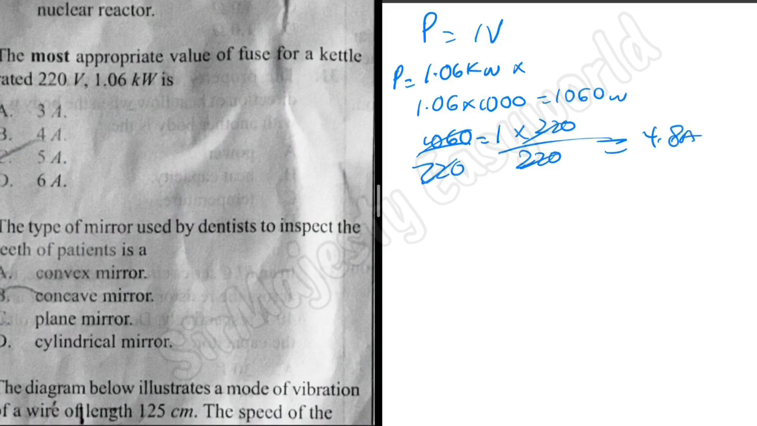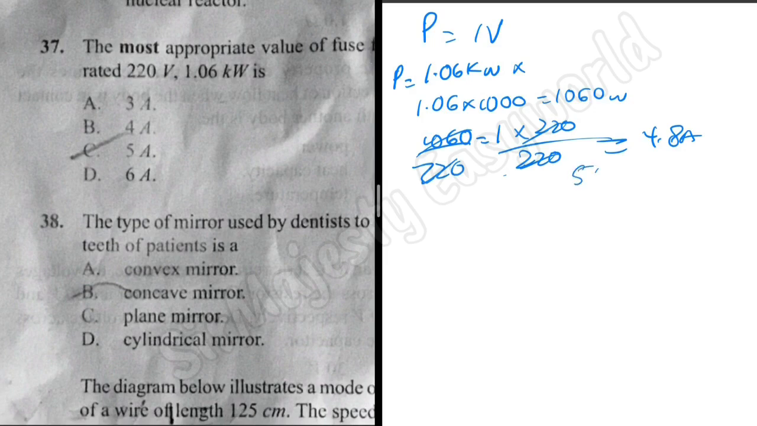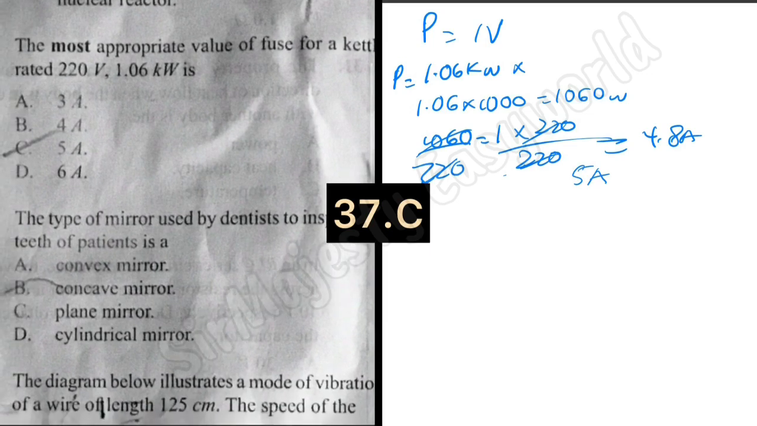Obviously, the fuse needed will actually need to contain more current, just for safety reasons. So the closest answer, we need a fuse of at least 5 amperes for this kind of kettle. So the correct answer to this question is C, 5A.